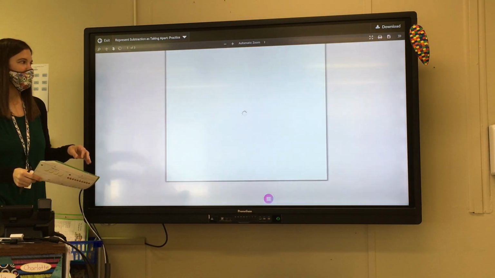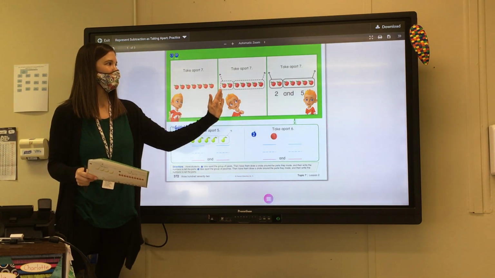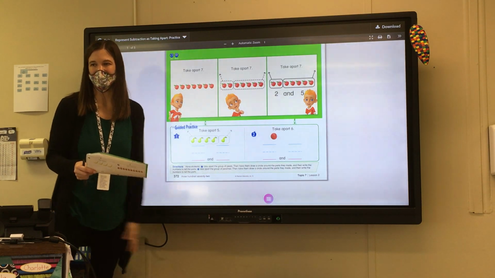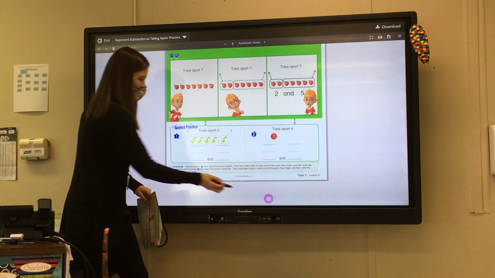Remember from the video, there were 7 apples. They took them apart into 2 groups. There was 2 in one group and 5 in the other group. There were still 7 altogether. So let's look down at number 1.